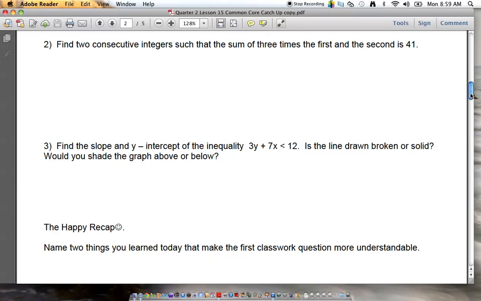Find two consecutive integers such that the sum of 3 times the first and the second is 41. So I'm going to let this be, come on, let's go.